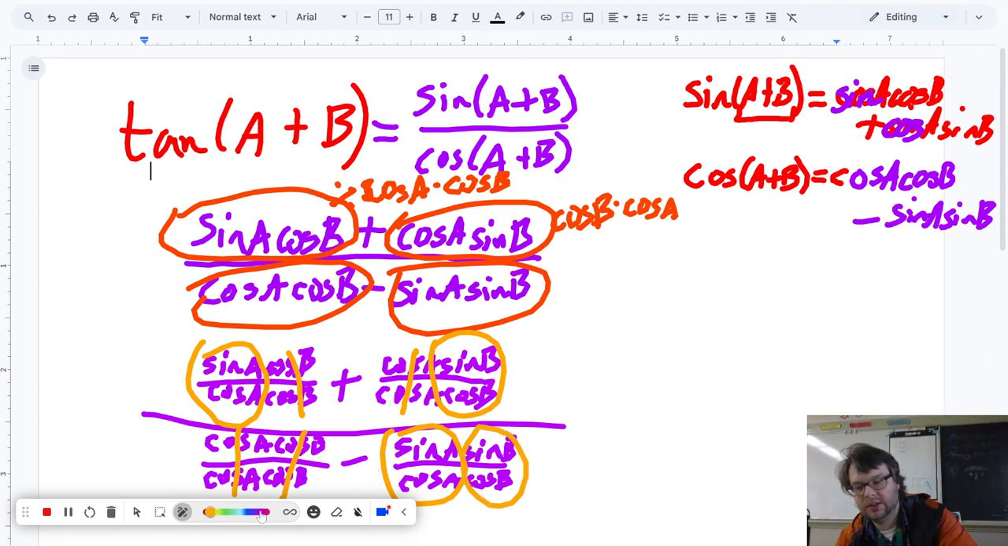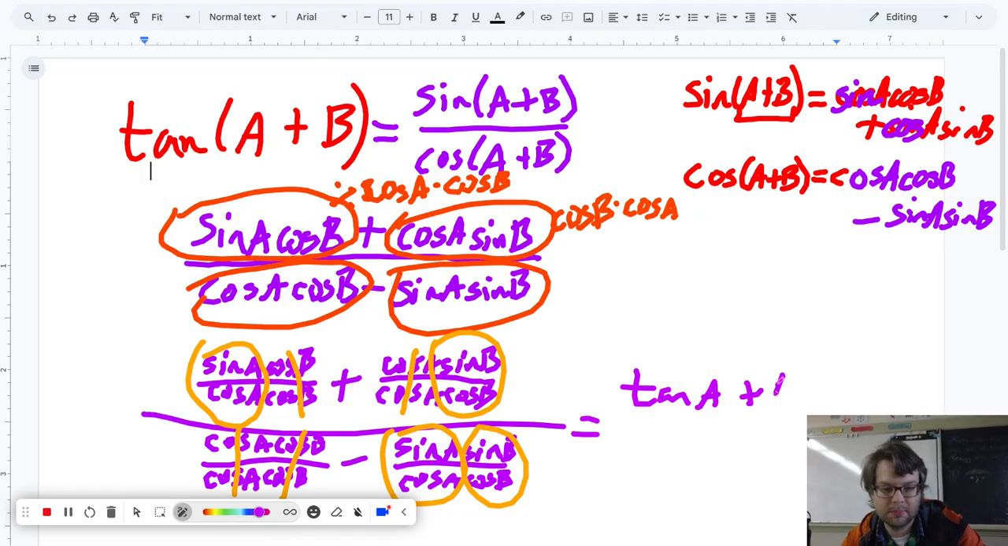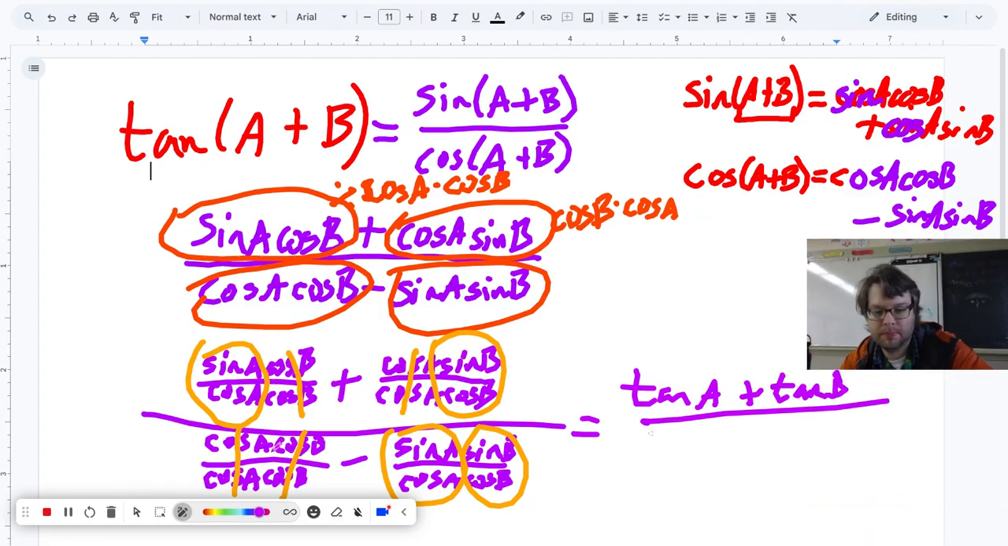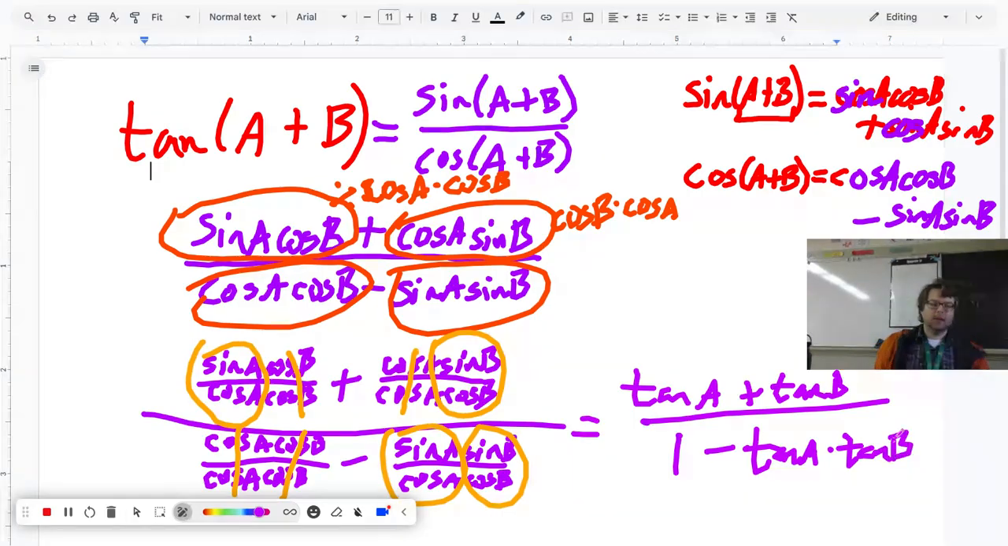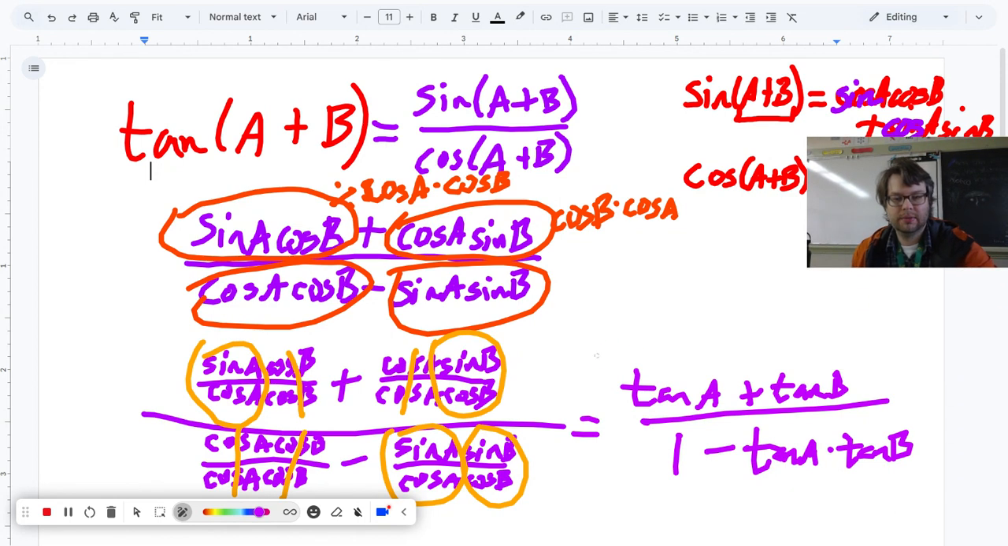So after all of those divisions, we get tan A plus tan B over, both canceled, so I have 1 minus tan A multiplied by tan B. And there you go. That's the angle addition formula for tangent.